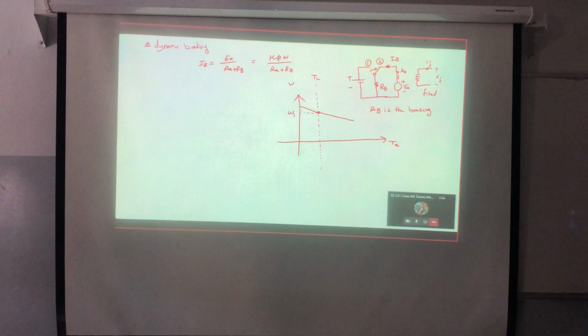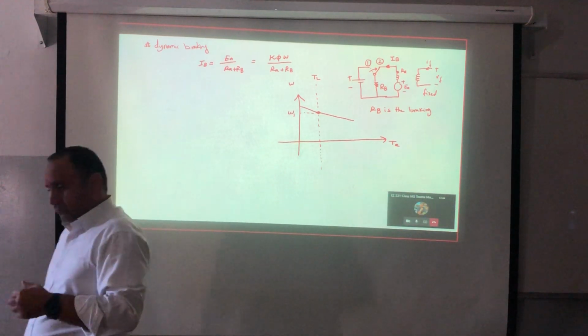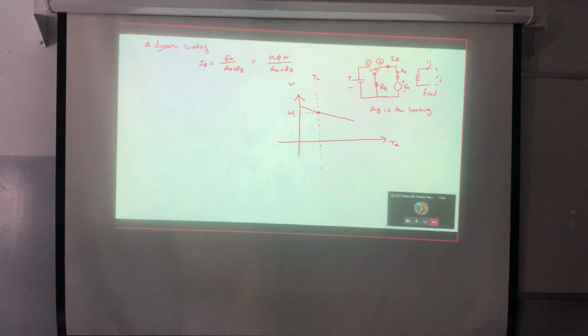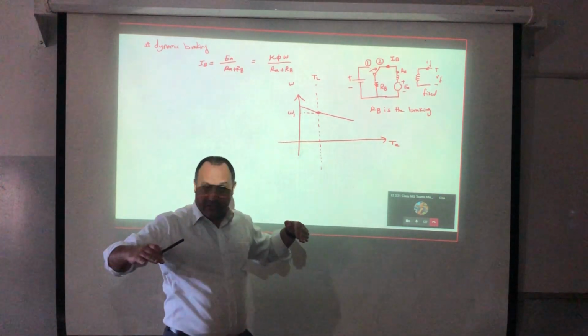Now, we did a dynamic braking. What will happen? The speed should be reduced. But how? The new torque speed characteristic will cross the x-axis, the torque axis, at which point? Torque equals 0. At 0 point here. Why? Because this point is for 0 volt.